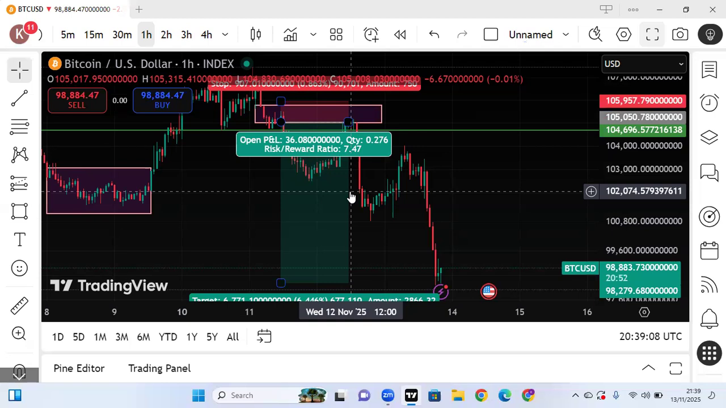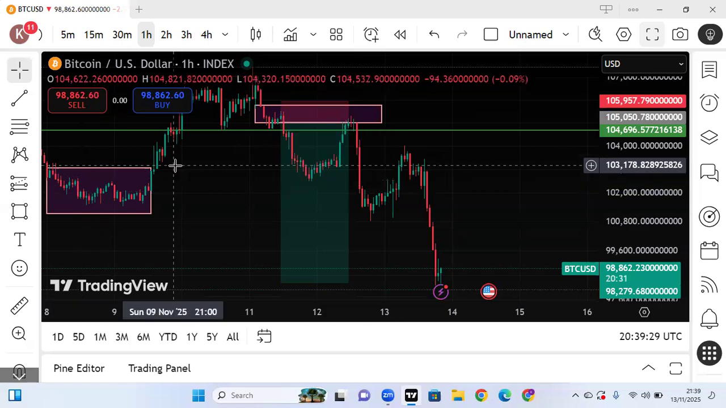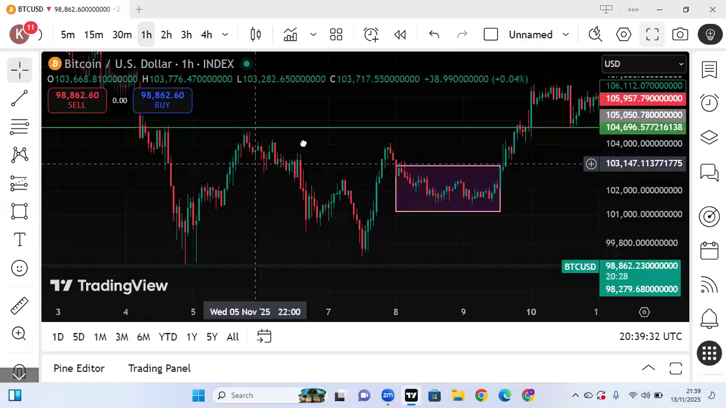So now let's move to support and resistance. Support and resistance entry: wait for a rejection or confirmation candle at key levels. Always wait for confirmation. Patience gives precision. So now, support and resistance. I taught you what support and resistance is.